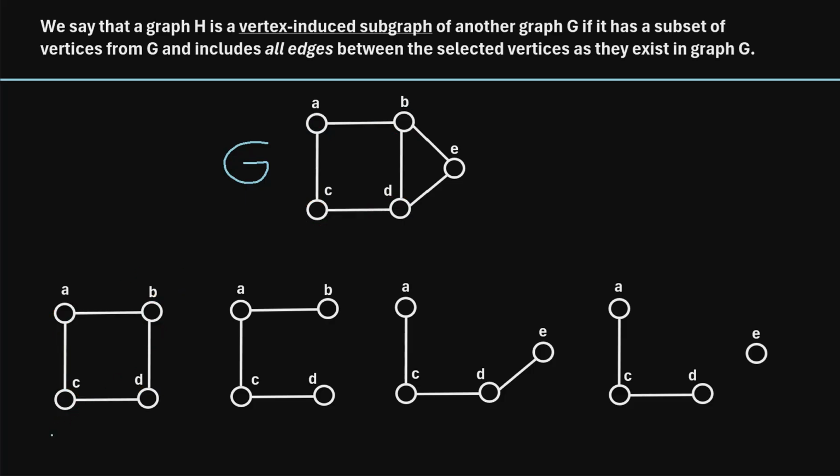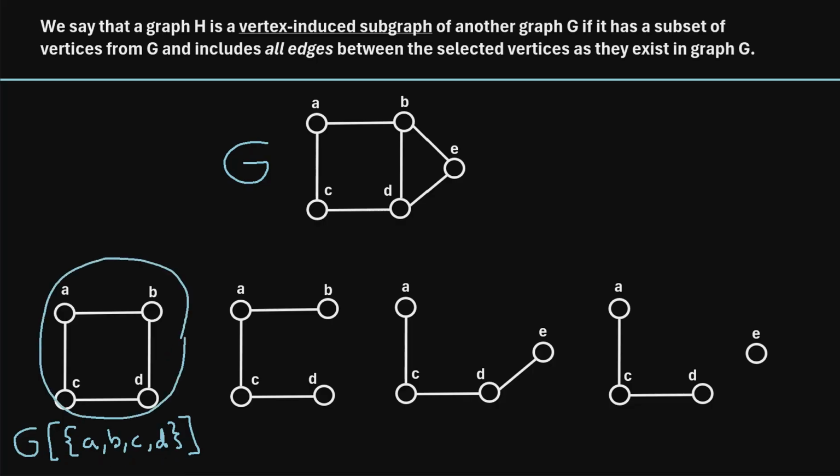Now the notation that we can use to indicate that is we can write G, so the original graph, with brackets, and then we just list out the vertices that are included in this smaller graph. So we can say A, B, C, and D. The way that we read this notation is we say this graph is a subgraph of G induced by the vertices A, B, C, and D. So again, this graph is a vertex-induced subgraph of graph G.